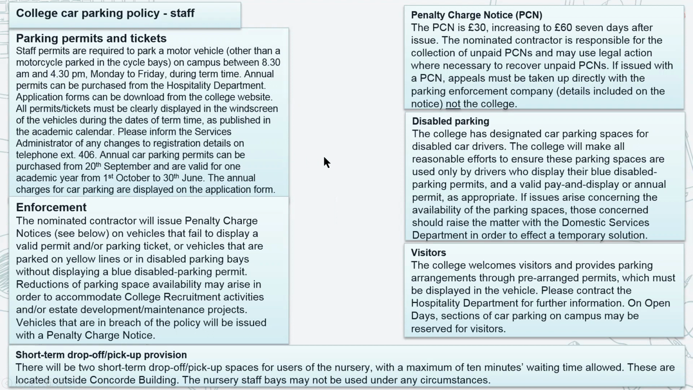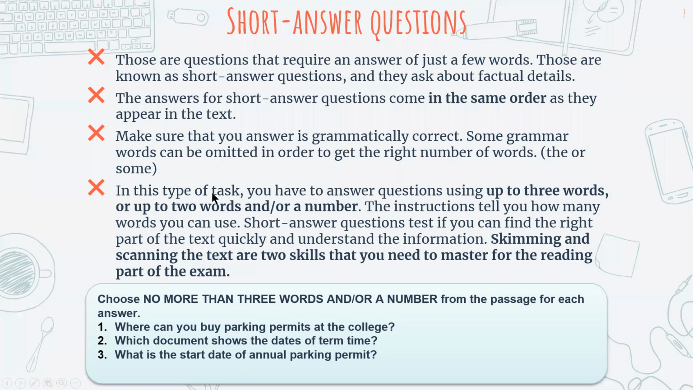As we said, you will not be able to read all these texts and answer 40 questions in an hour or less than an hour. So there are some techniques that you can use to find the correct answer without reading the whole thing. Okay, so let's see how. Let's begin with the short answer questions.